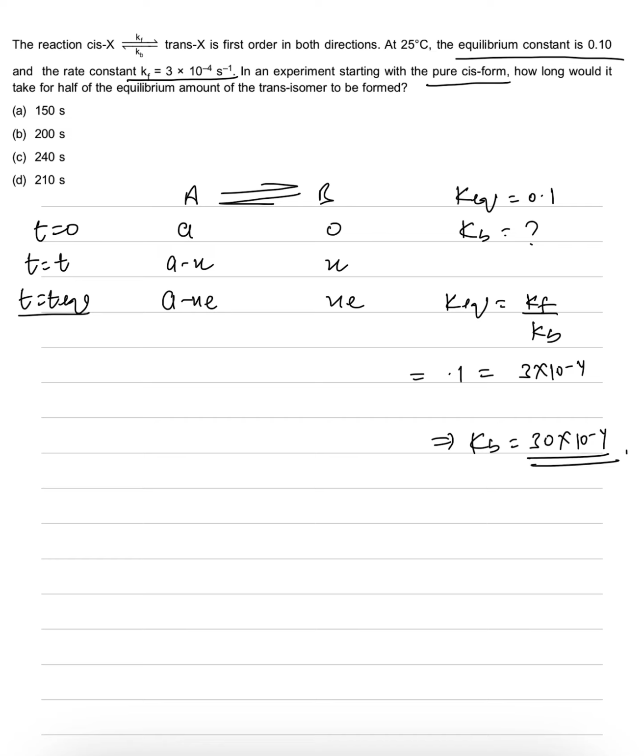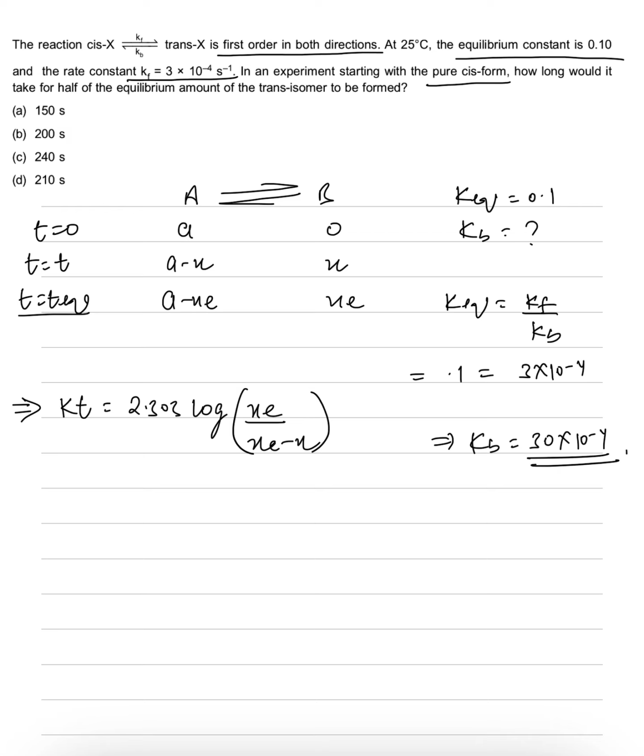Since this reaction is first order in both the directions, we can easily find the rate equation for first order of this reaction. The equation comes out to be Kt equals 2.303 log of Xe upon Xe minus X. This is the equation of first order kinetics in the case of reversible reactions.